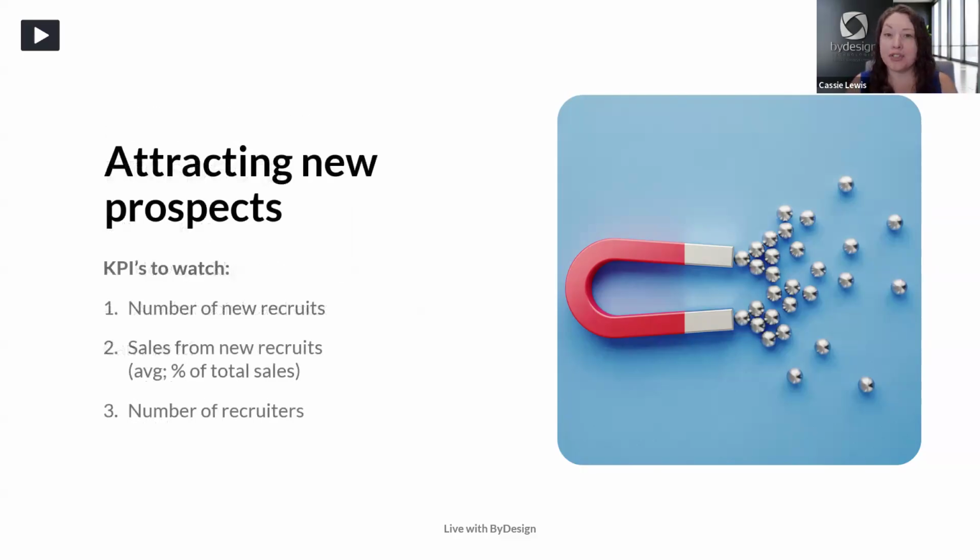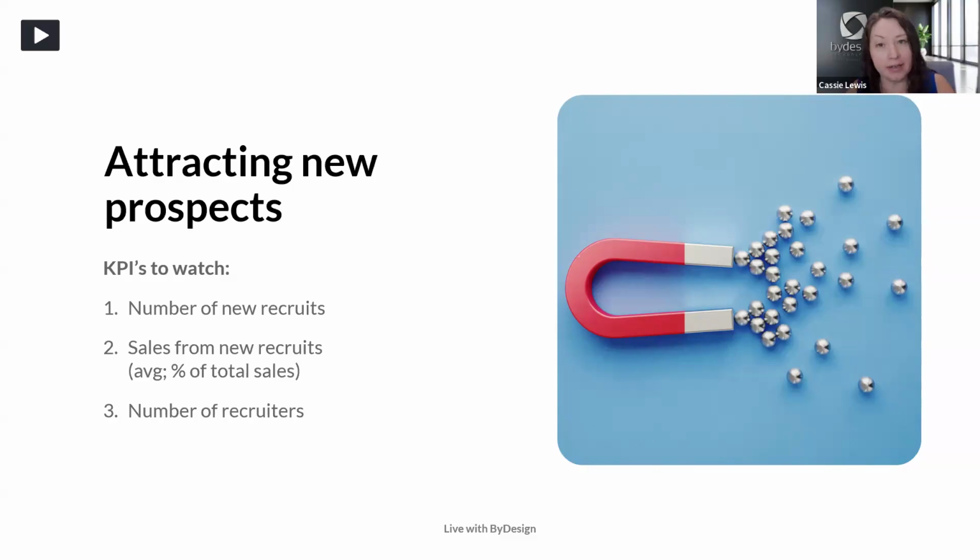I always like to also share, for any of these recommendations, what are the KPIs that you need to be watching to monitor how successfully you're doing it? So attracting new prospects. Is it worth it? Can I do it? But how do you know whether your comp plan is attracting new prospects the way that it should? So here are a few KPIs to watch. And if you aren't currently monitoring these, I recommend that you start, because there's a lot of insights about your business that you can glean from this.